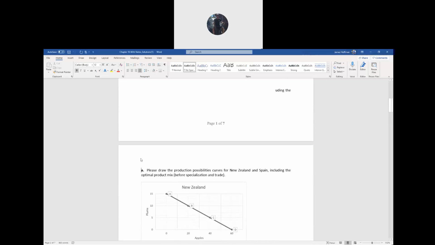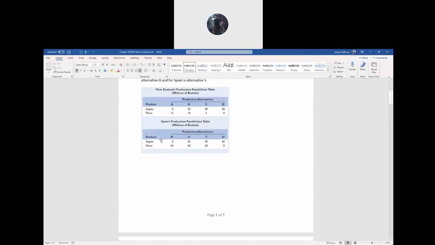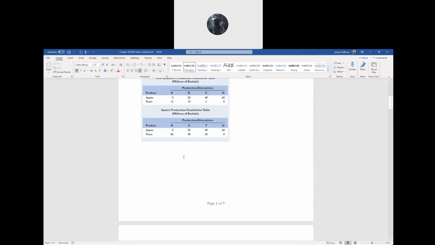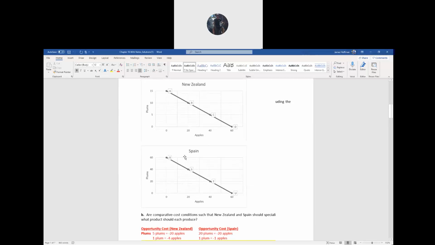Okay, and then for Spain, just plot these points on a graph where point R is 0 apples, 60 plums. Okay, point S is 20 apples, 40 plums. All right, and then just plot those 4 points. Okay, I put the letters on here. If you're doing this in Excel or you don't know how to do that, you don't have to put the letters. I just put them as a reference. But let me show you this.